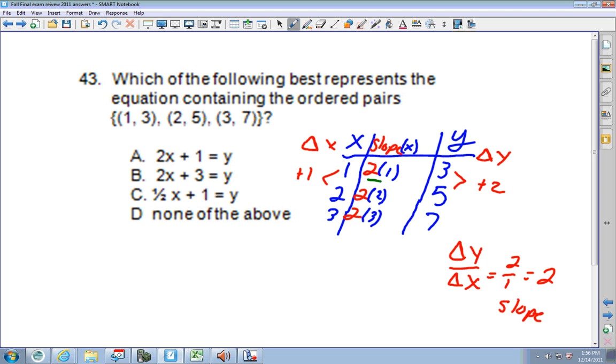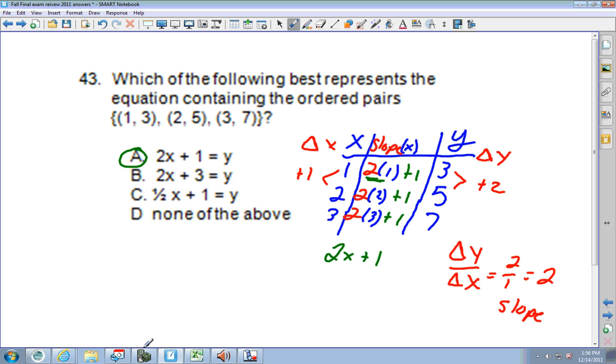Now, 2 times 1 is 2. What do you have to do to 2 to get to 3? Add 1. 2 times 2 is 4, 4 plus 1 is 5. 2 times 3 is 6, plus 1 is 7. So I have 2x plus 1. My answer would be A.